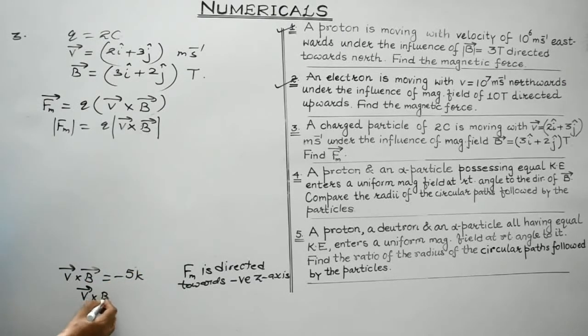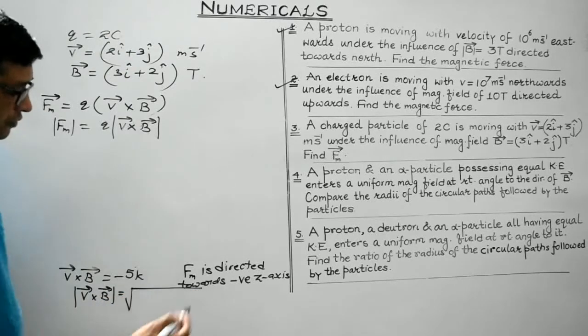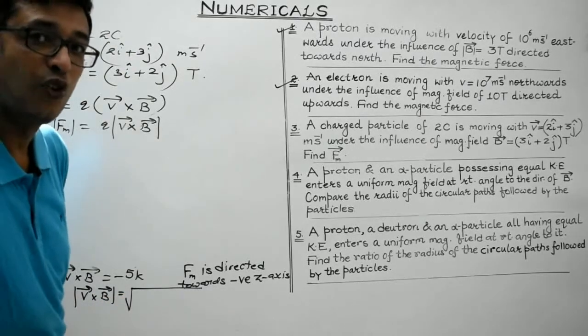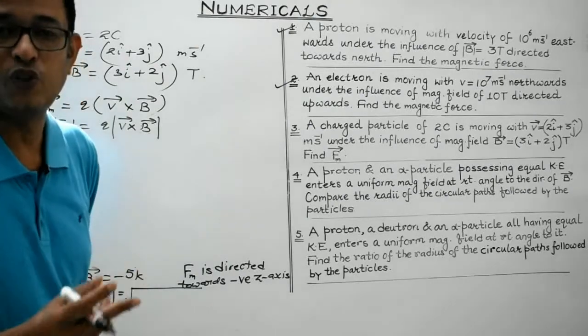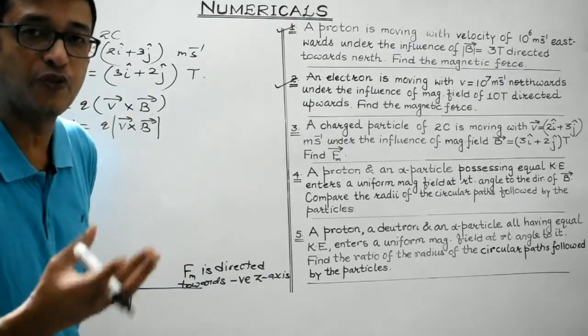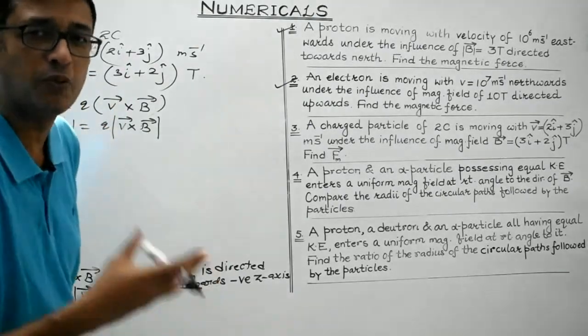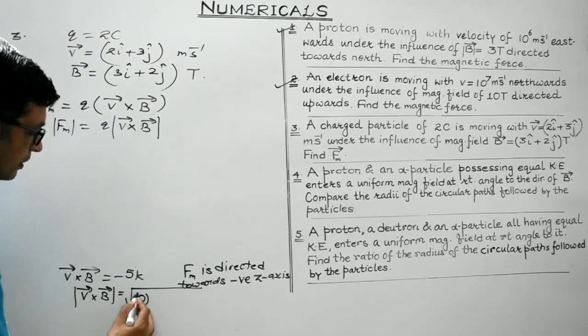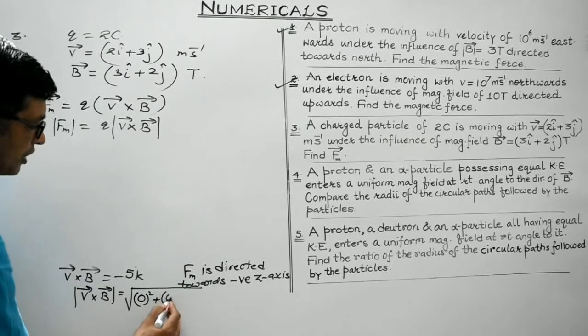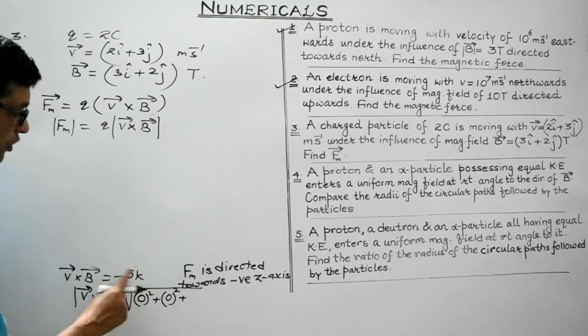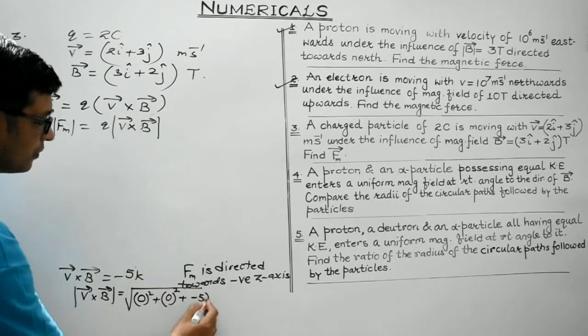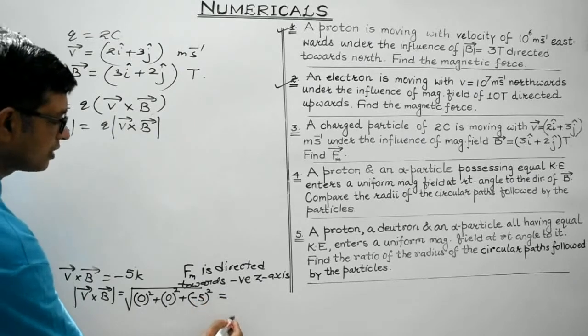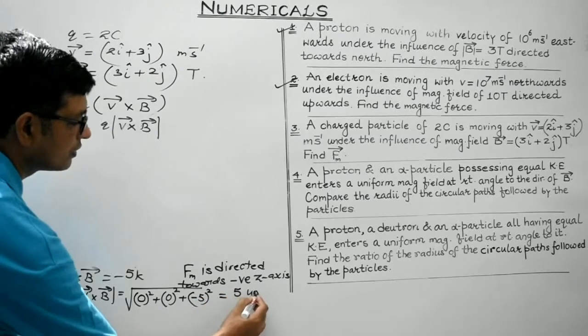Now in the vector form, v cross B is minus 5 k cap. Therefore its magnitude would be, students, you are aware, equal to the square root of the square of the coefficient of i cap plus the square of the coefficient of j cap plus the square of the coefficient of k cap. So here the magnitude would be 5 units only. Let me verify it. The coefficient of i cap is 0, the coefficient of j cap is 0, and the coefficient of k cap is minus 5. Right? So what do you get? It will be equal to 5 units.